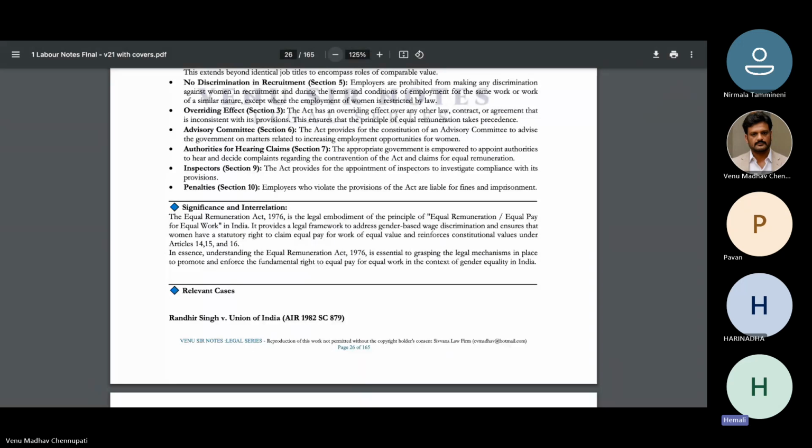Inspectors, Section 9. The Act provides for appointment of inspectors to investigate compliance with its provisions. Penalties, Section 10. Employers who violate the provisions of the Act are liable for fines and imprisonment.